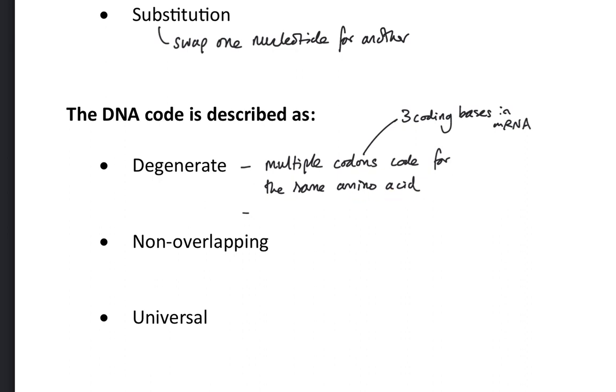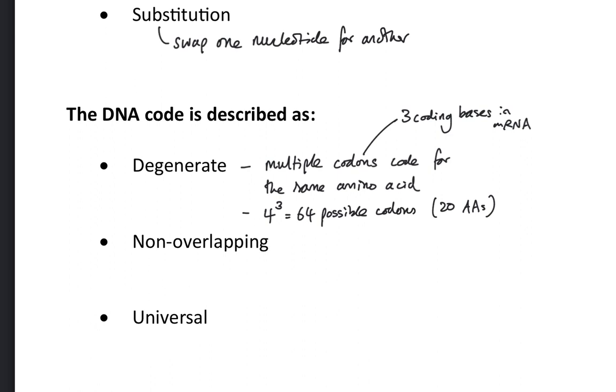And that's because we have 4 bases. We use them in 3s. Therefore, there's 64 possible codons. And there's 20 amino acids. So therefore, we have this overspill. So there's numerous ways of coding for certain amino acids.